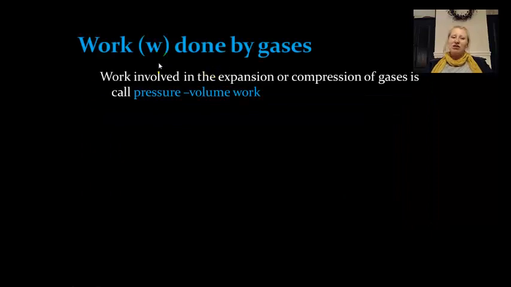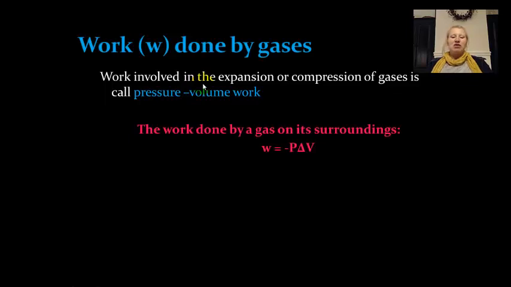Now, gases can also do work. When work is being done by gases, there's a special name for this. This is called pressure volume work. And the work being done is because the gas is either expanding or compressing. So the work done by a gas on its surroundings, W, is always going to be equal to the negative pressure of the gas times the change in volume of the gas. So whether it's expanding or compressing, you're going to take the change in volume. And remember, anytime you have a change, for example, change in volume, change in temperature, change in mass, it's always going to be the final minus the initial. So the change in volume will be the final volume minus the initial volume.